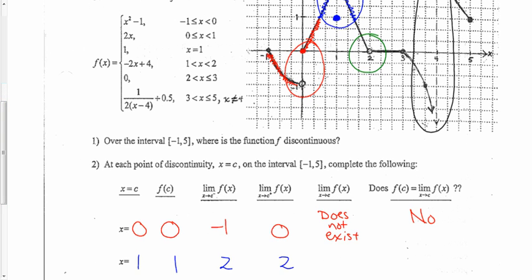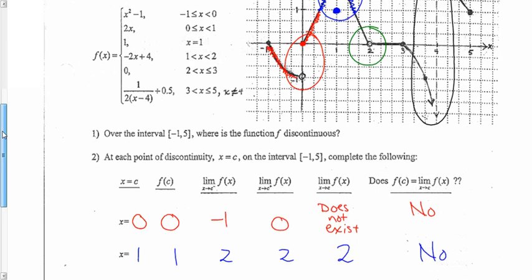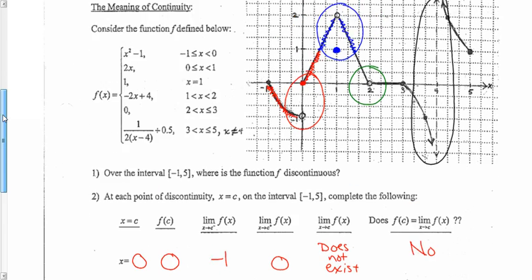So now I need to answer the question about what is the limit. The limit as x approaches 1 of this function is 2, because the left-hand side and the right-hand side limits are trying to approach the same value. The last question, does the function value equal the limit value? Well, the function value is 1, the limit value is 2, so the answer to that question is no. Our next discontinuity is that x is equal to 2.